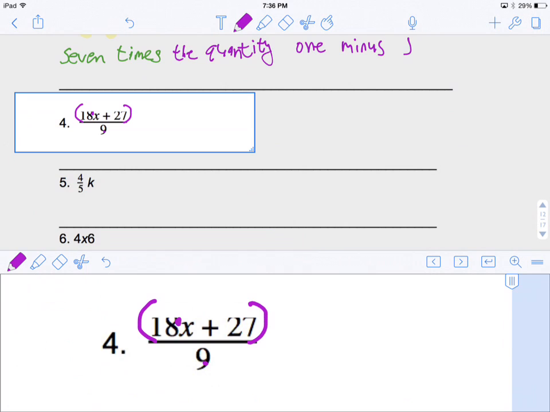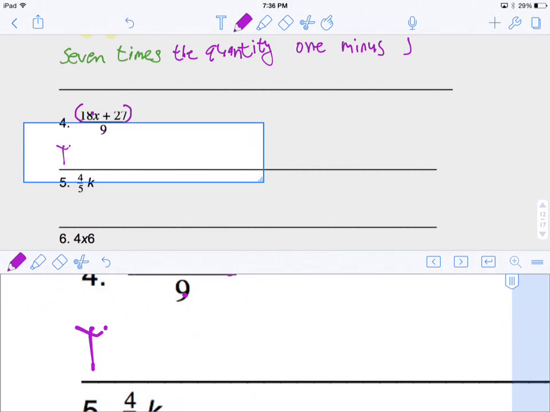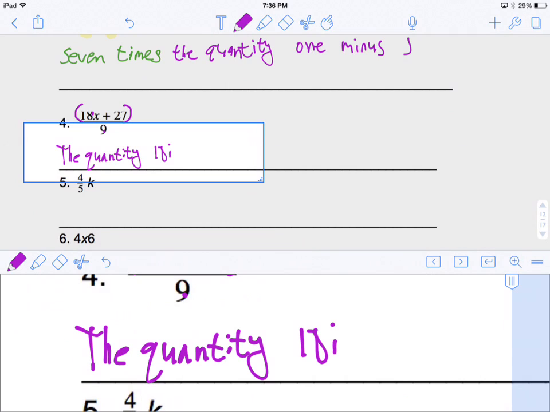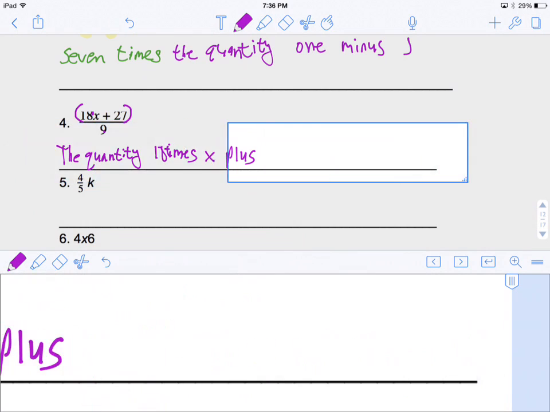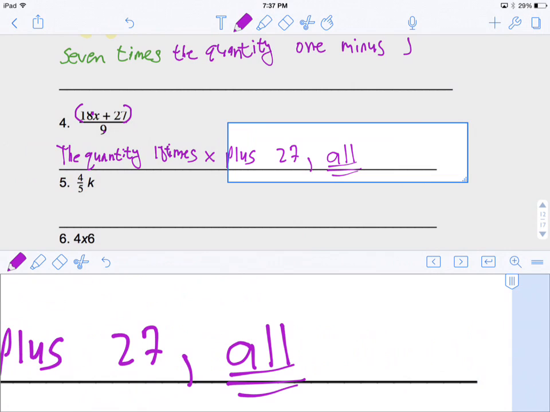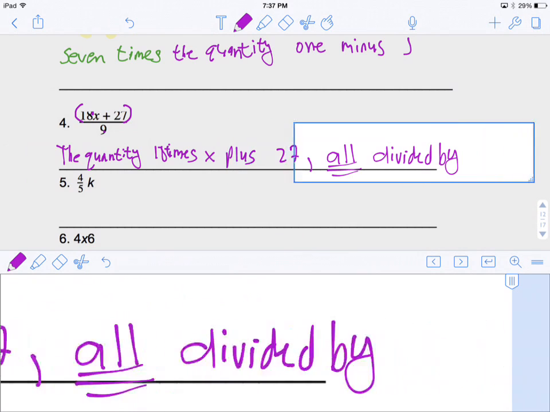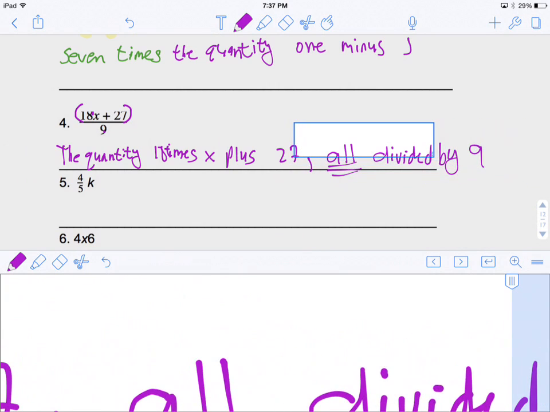So I'm going to write this as the quantity 18 times x plus 27, all, that's the key word there, all divided by 9. So there's a lot of key words and lots of key things in this.